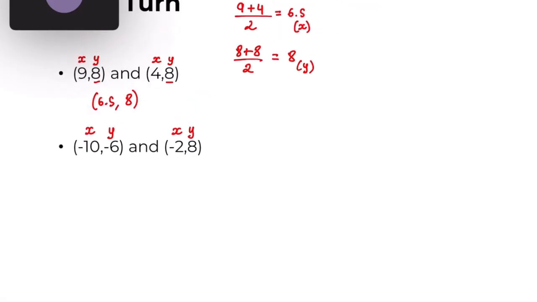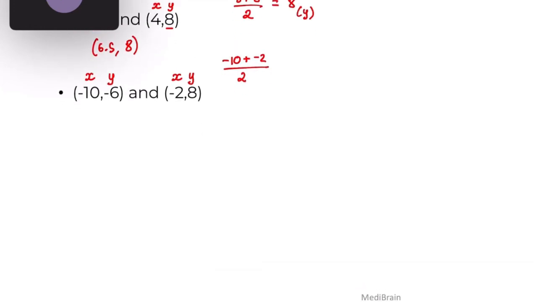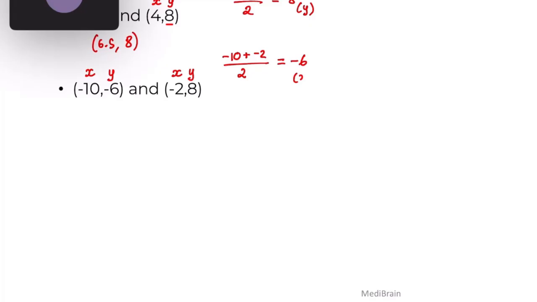Okay, so to work out the midpoint, we're going to add the x coordinates and divide by 2. So we're going to do -10 add -2, divided by 2. -10 add -2 is the same as -10 minus 2. So that's going to give you -12. And then -12 divided by 2 is going to give you -6. So your x midpoint is going to be -6.